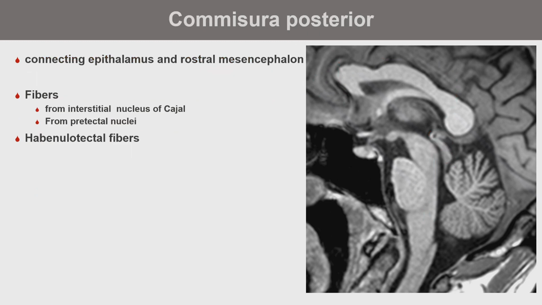The next part of epithalamus is the commissura posterior, a small important band of white matter which is connecting the left and right hemisphere, and is connecting epithalamus and rostral mesencephalon. So this is the rostral mesencephalon, here is the quadrigeminal plate. So this is a communication of the epithalamus, and this is the way the fibers are going down and up to the mesencephalon and from the mesencephalon.